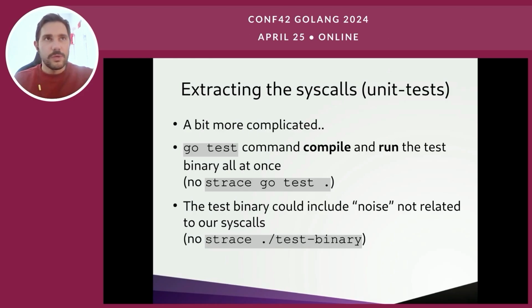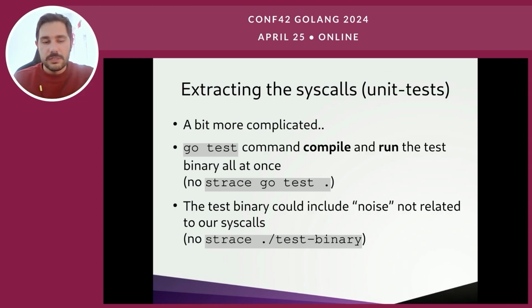At first glance, we couldn't do strace of go test, because we were going to trace syscalls that were not related to our specific test, but syscalls that were included in the go test command and were out of scope. So what we could do, at first I thought, was to compile only the test binary without running it using go test, but running it separately.